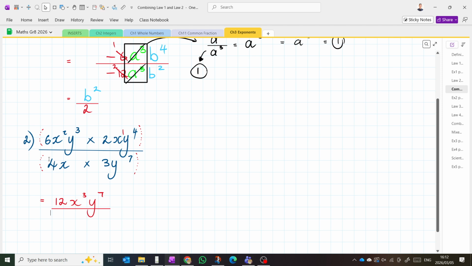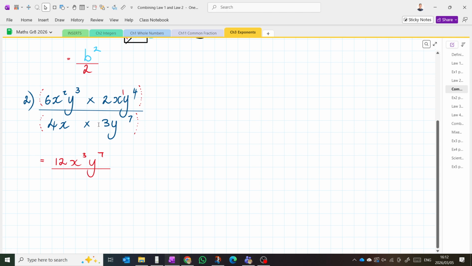In the denominator, again, signs. Positive times a positive stays positive. 3 times 4 is 12. X times no x in the second term is just going to stay x. You can write to the power 1 if you would like. And no y times y to the power 7 is going to stay y to the power 7. Now look at what we've got. We've got 12x to the power 3, y to the power 7 divided by 12x, y to the power 7.